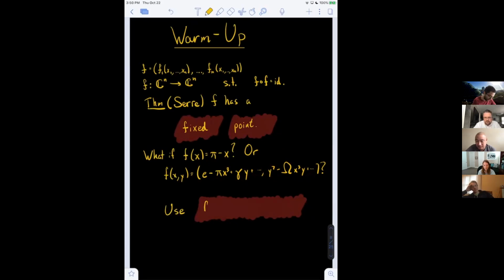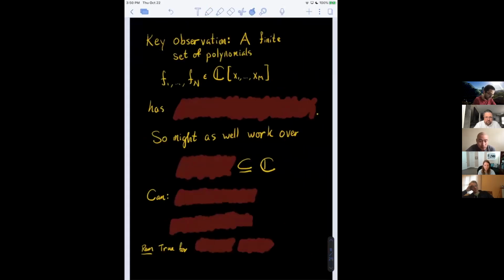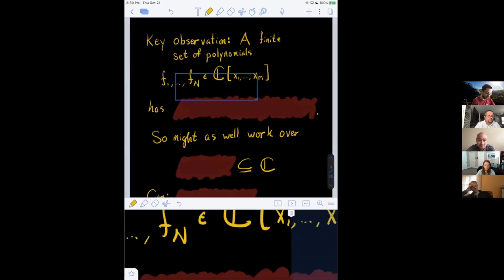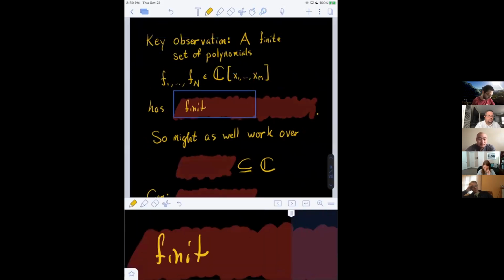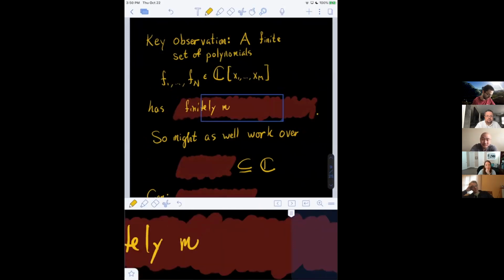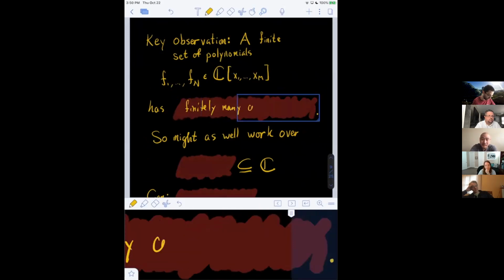You use that there are finitely many coefficients. Let me say what I mean by that. Suppose you have your finite set of polynomials, f1 through some big number fn, maybe a billion polynomials, and they're polynomials in m variables, where maybe m is a trillion. No matter what set of polynomials you have and however many variables, you only have finitely many coefficients, right? Sorry, I don't know why I said primes there.